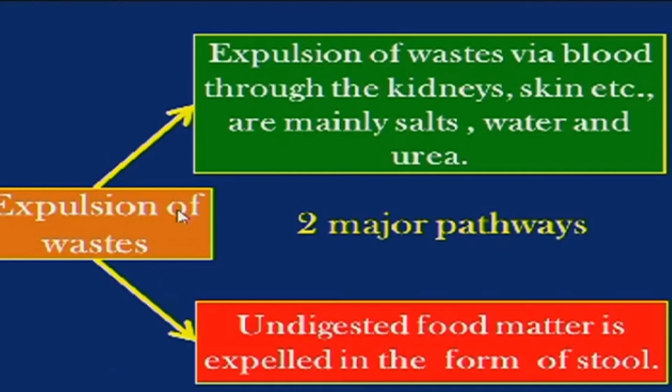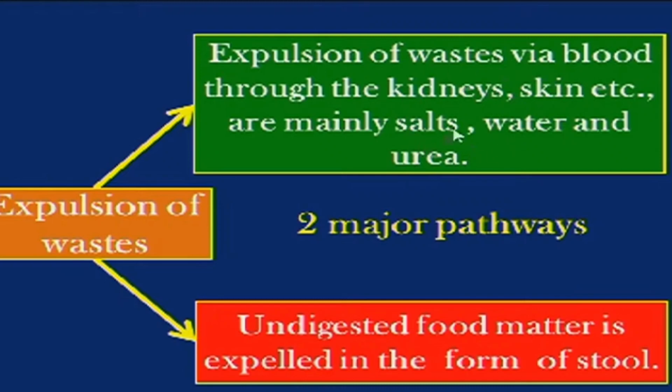So after the absorption of nutrients, the undigested, unabsorbed food materials enter into the large intestine, where they are converted into solid fecal matter. Now let us see the expulsion of waste materials from the body to the outside. Expulsion of waste materials to the outside occurs in two major pathways. One is expulsion of waste via blood through the kidneys, skin, etc. Mainly the excretory substances are excess salts, water and the nitrogenous metabolic waste, which is urea.